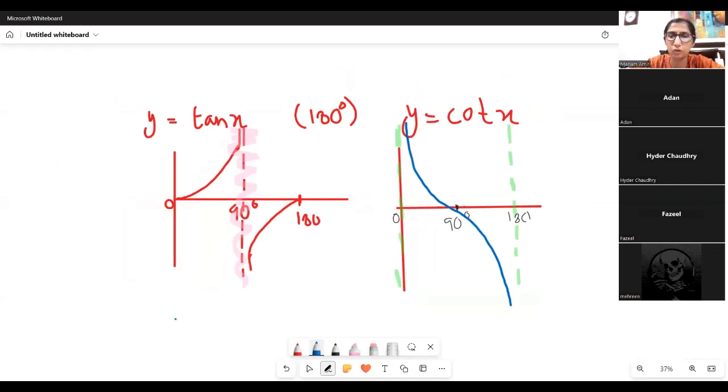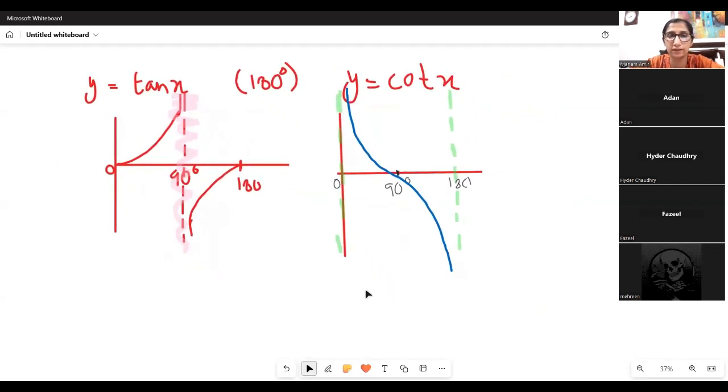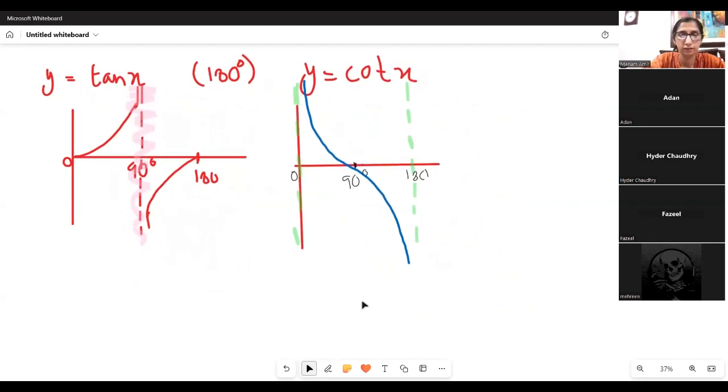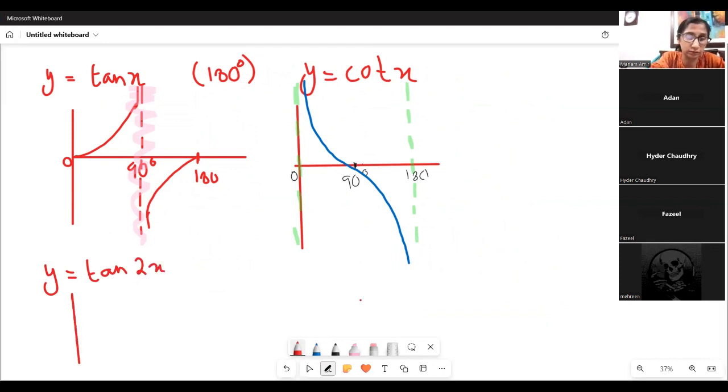Now let's discuss cot 2x and tan 2x. So y equals tan 2x. So tan 2x will complete 2 cycles between 0 to 180 degree. And most probably, you will be asked to show just one cycle. तो वो आपको कहेंगे कि इसको plot करें between 0 to 90. इतना ज़्यादा नहीं plot करवाते. So one cycle will be completed between 0 to 90.